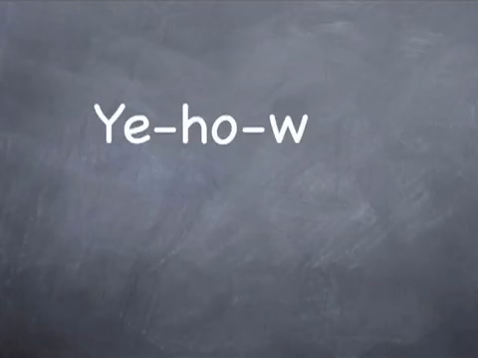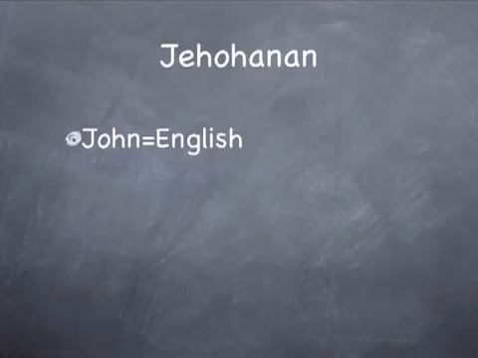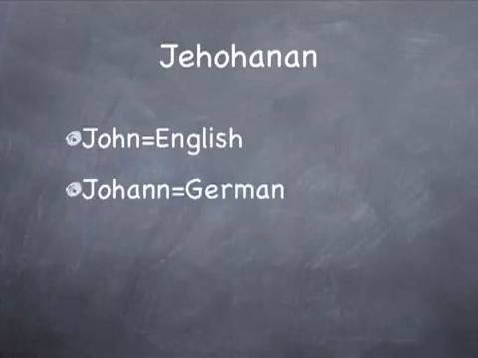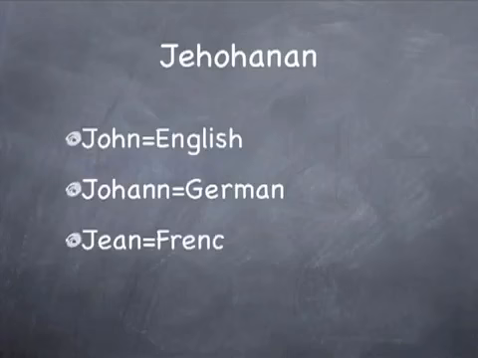Now let's put it all together. In Hebrew, the three-syllable Tetragrammaton would have been pronounced Yehowah. Now take this example of Jehohanan. In English, we pronounce that name John. In German and Dutch, Johann keeps the Y sound. Okay, in French, they have their pronunciation, as well as Spanish and many other names.